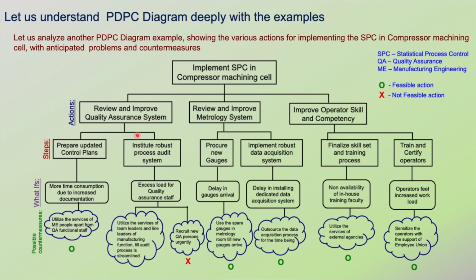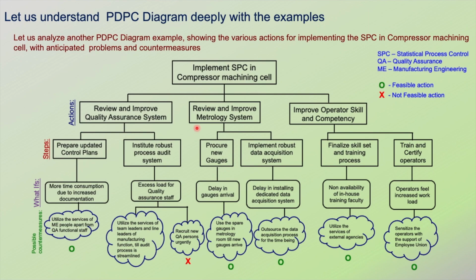Similarly, institute robust process audit system. Step, what can go wrong? Excess load for quality assurance staff. So what could be the countermeasures? Two countermeasures have been identified. One is utilize the services of team leaders and the line leaders of manufacturing function till audit process is streamlined. This is a possible countermeasure. Whereas another countermeasure, recruit new QA persons urgently. This is not possible because it may take some more time. The situation is very urgent. So this is not a possible countermeasure.